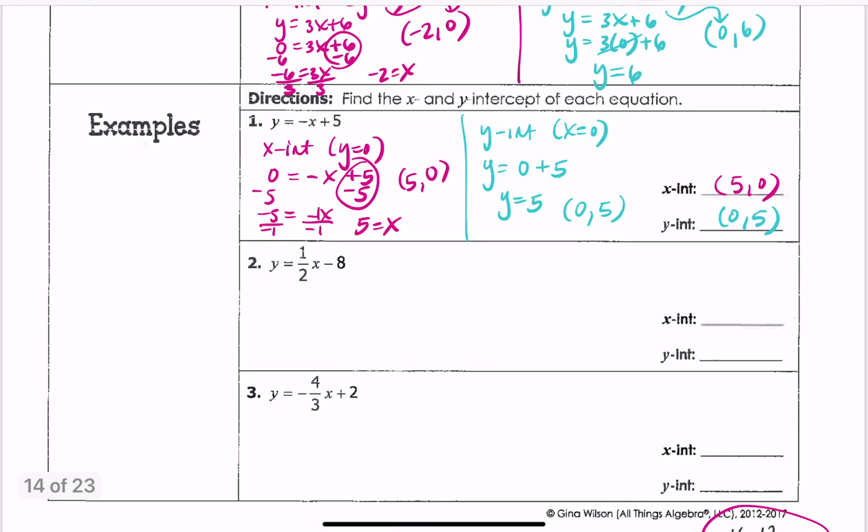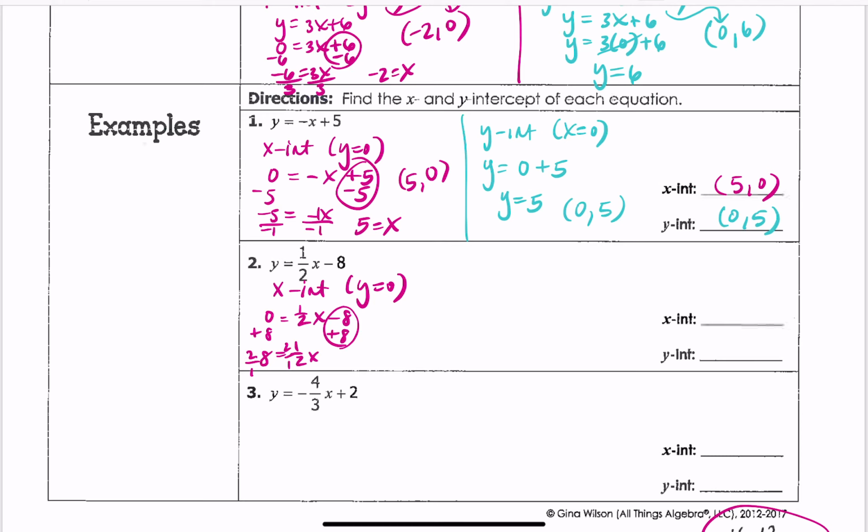We'll do another one together. My x-intercept for this equation, again, setting y equal to 0. 0 equals 1/2 x minus 8. I want to get x alone, so I've got to get rid of that minus 8 first. I do that, I get 8 is equal to 1/2 x. This became 0. I want to get rid of the 1/2. I got to multiply by the reciprocal on both sides.